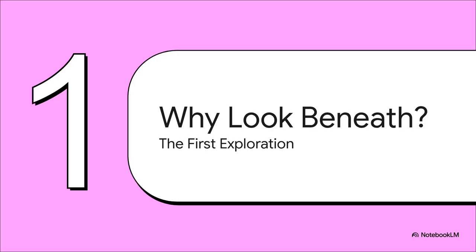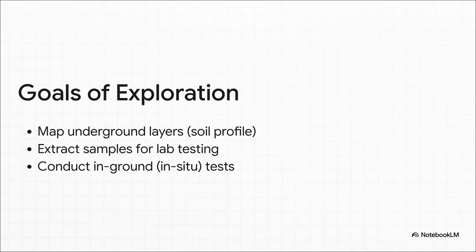And that idea brings us right to our first section. You see, before a single blueprint gets the final stamp of approval, a whole different kind of exploration has to happen. You have to look down long before you can start building up. So what are they actually trying to do down there? Well, it really boils down to three main goals. First, you've got to map out all the underground layers. Second, you need to grab actual physical samples to test in a lab. And third, you have to run some tests right there, on site, deep in the ground.